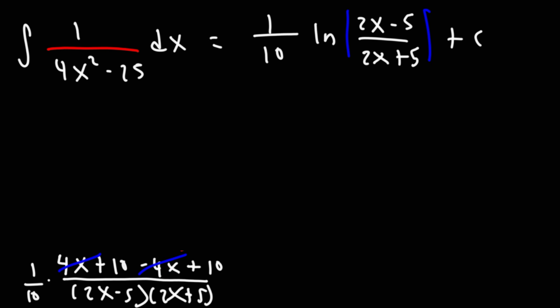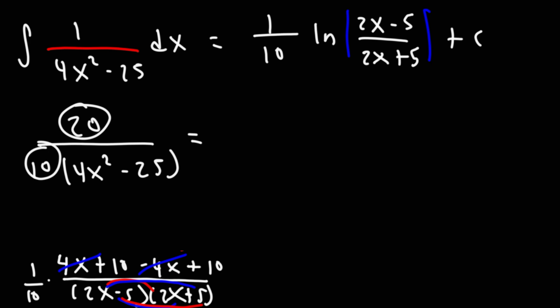So 4x and negative 4x will cancel. 10 plus 10 adds up to 20. And on the bottom, we could FOIL 2x times 2x, that's 4x squared. Now 2x times 5 is 10x. Negative 5 times 2x is negative 10x. They will cancel. And then negative 5 times negative 5 is negative 25.